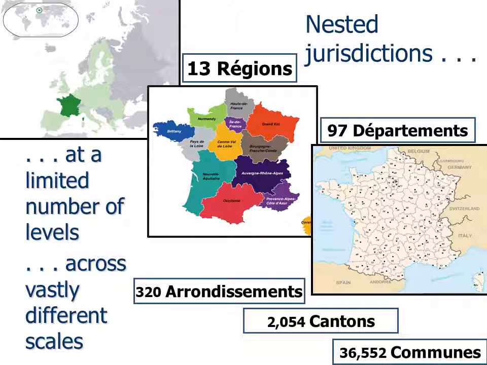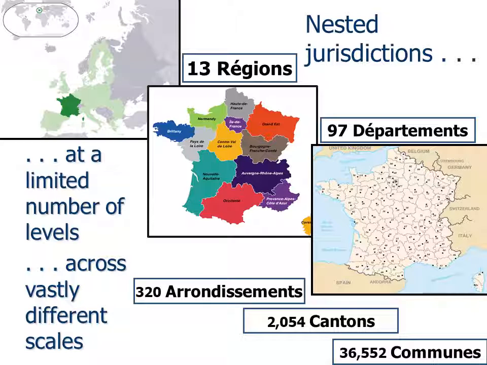You have the globe, 7.3 billion people. Then within that you have a series of international and regional organizations, of which the European Union is the one that's most relevant to France. And you see France itself there as one of, this is a map of 2018, 28 members of the European Union. It's the dark green territory there.